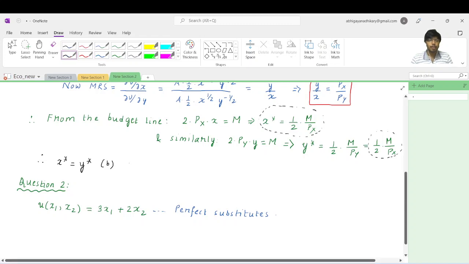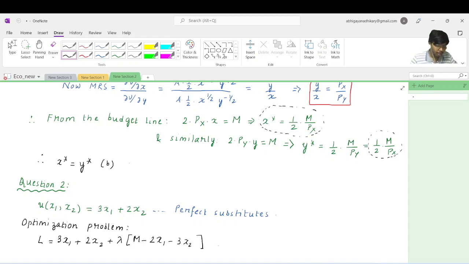And we are told to consider the following optimization problem. So let's see what they have given in the question. So the optimization problem is written as the Lagrange, which is equals to 3x1 plus 2x2 plus lambda times m minus 2x1 minus 3x2.